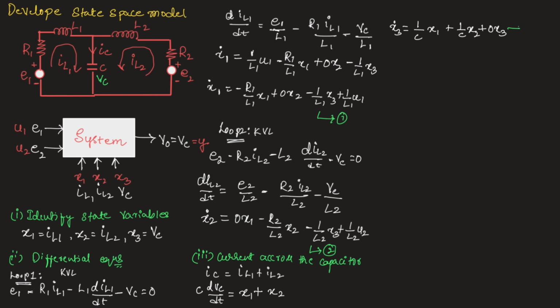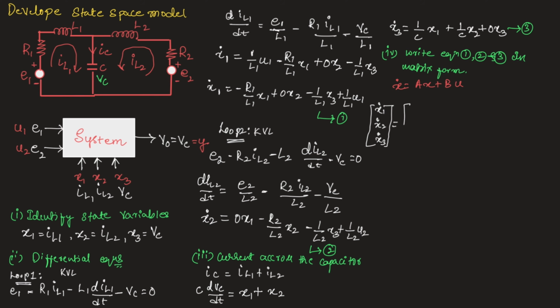Let us take this as equation number 3. In the next step, let us write equation 1, 2 and 3 in matrix form. So we can write the state equation as x dot is equal to Ax plus Bu. So here x dot we can write it as x1 dot, x2 dot and x3 dot in matrix form. That will be equal to matrix A. We'll write the terms in the equation that are related to x1, x2 and x3.